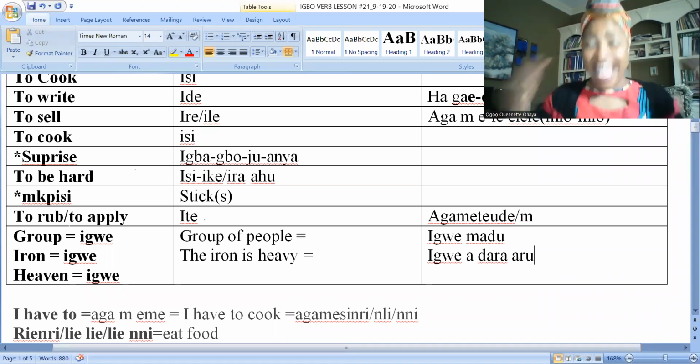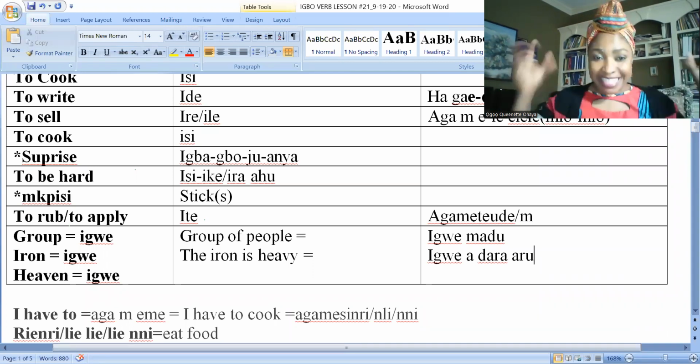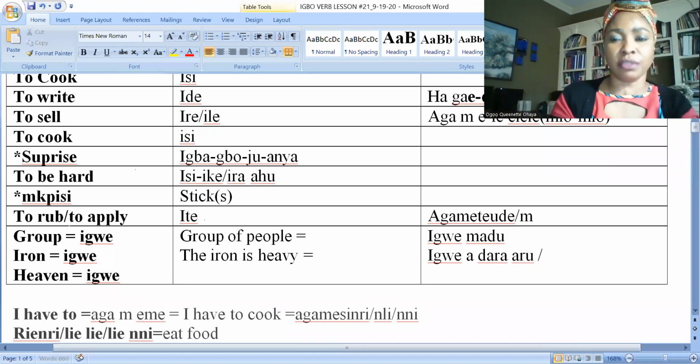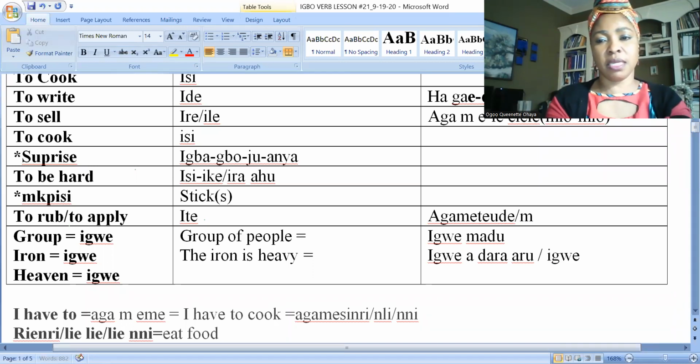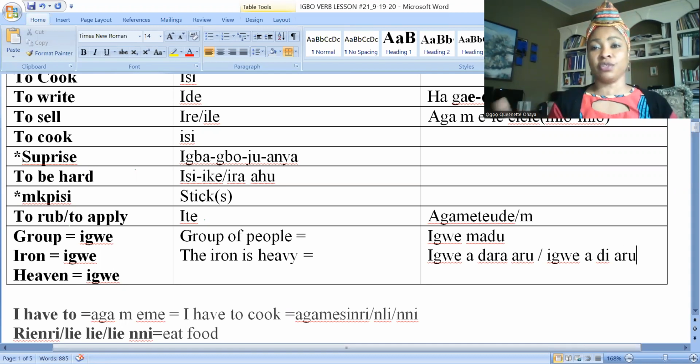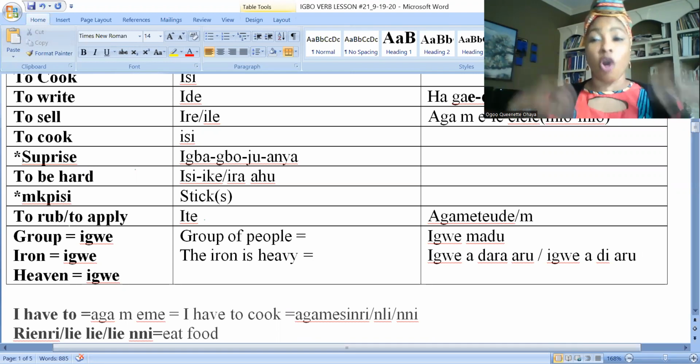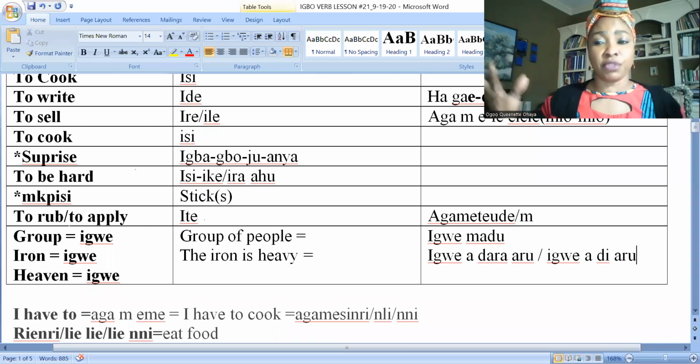Arụ is something heavy. All the arụ is heavy. Igwe a dara arụ or igwe a dị arụ. Can also say igwe a dị arụ. So these are two ways, something heavy. When I say, oh, ihe dị m n'uche, bute igwe ahụ. Bute igwe means bring the iron. Ihe dị m n'uche, we say, it is heavy, the iron is heavy. And they say, igwe dara arụ means it's too heavy for him to carry.